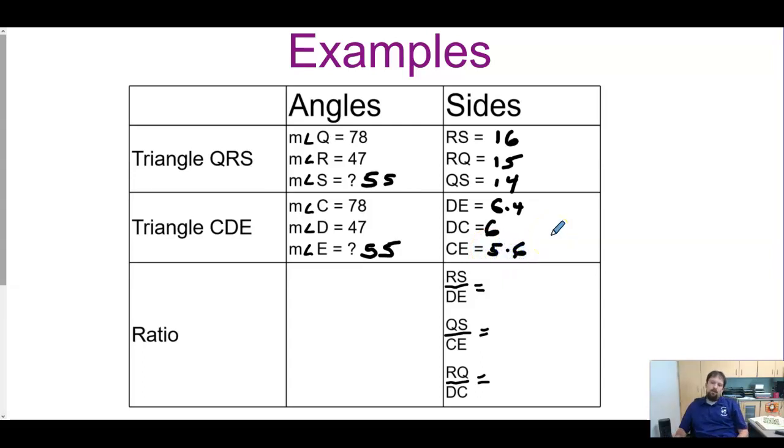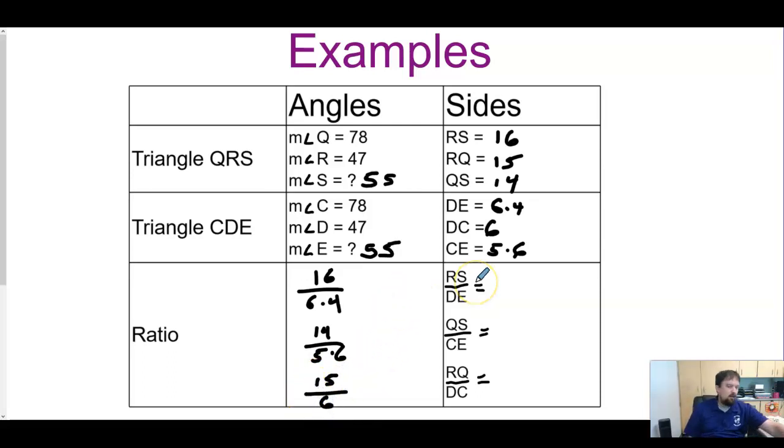Hopefully what we'll find is that the ratio is the same on all of the corresponding sides. So if we look at RS, we take 16 and put it over DE, which is 6.4, its corresponding side. Then QS, which is 14, over CE, which is 5.6. And then RQ is 15, over 6, its corresponding side. All of these should be the same.